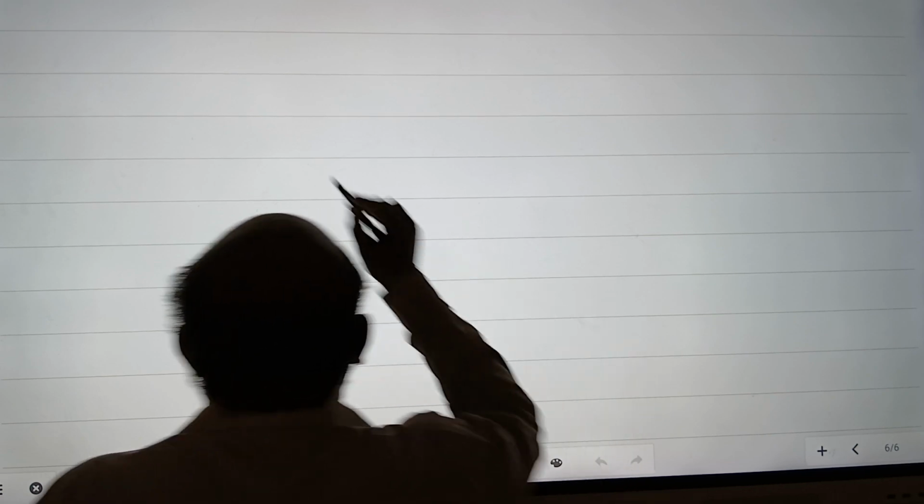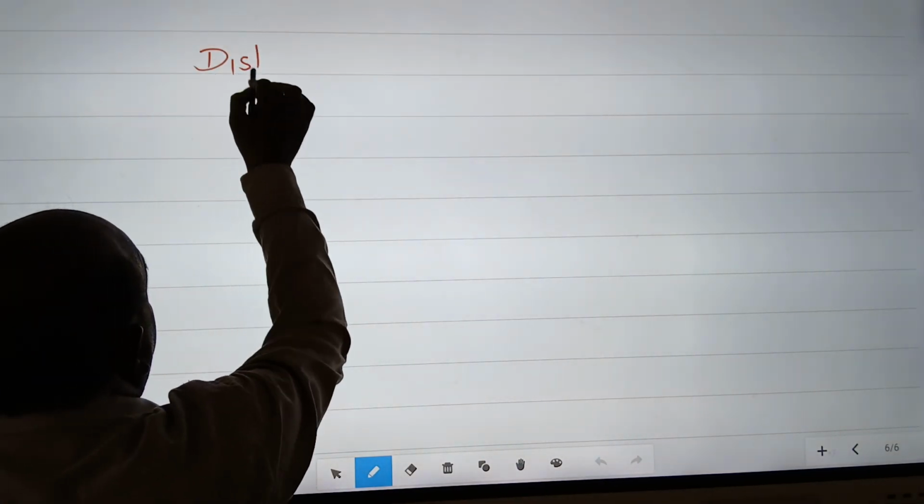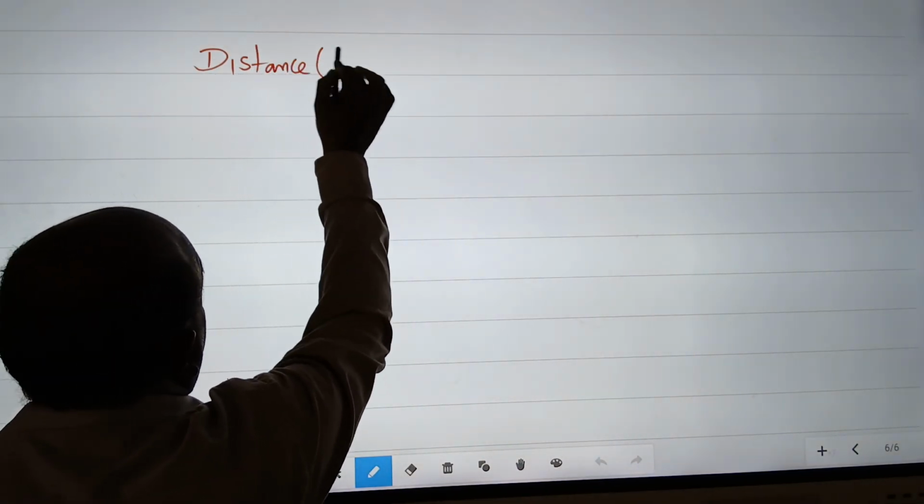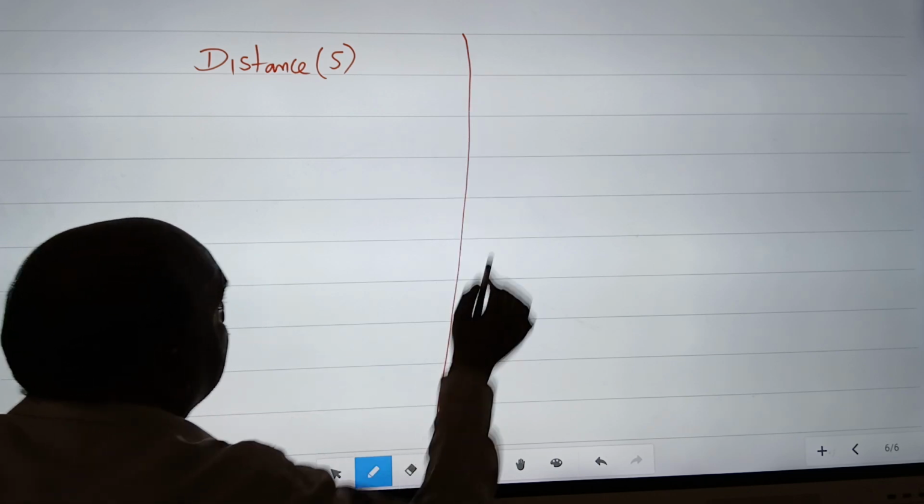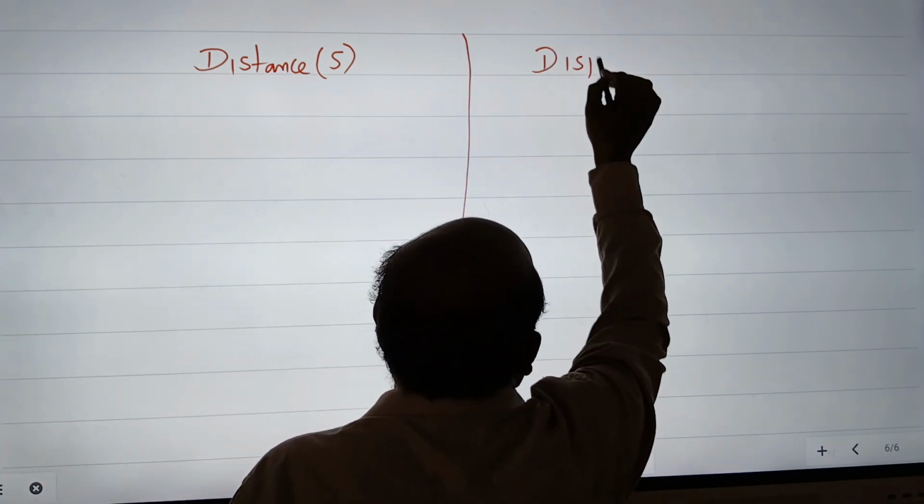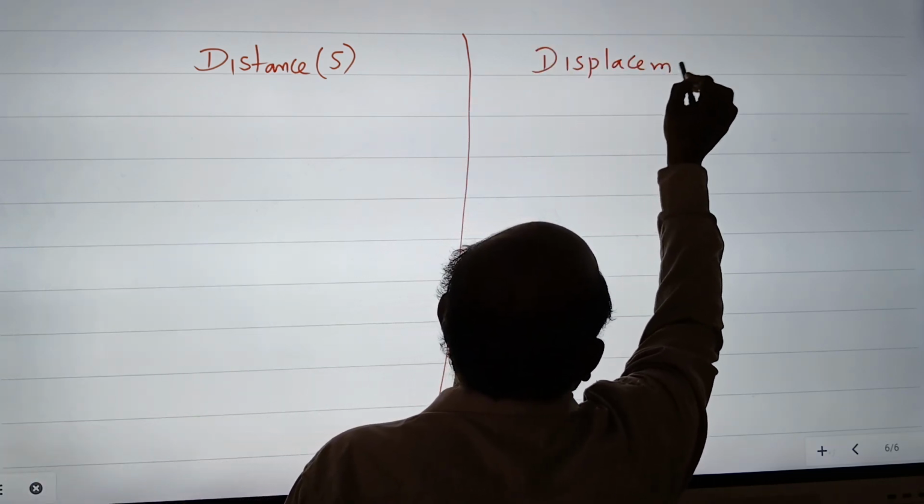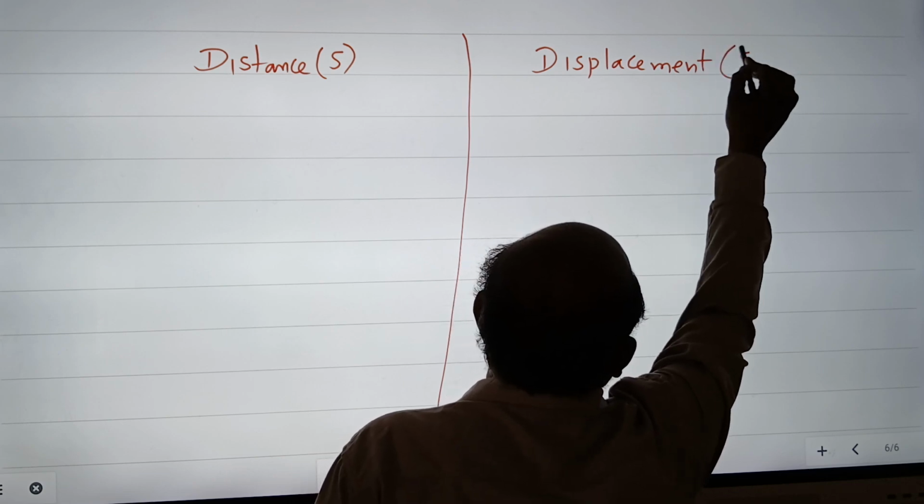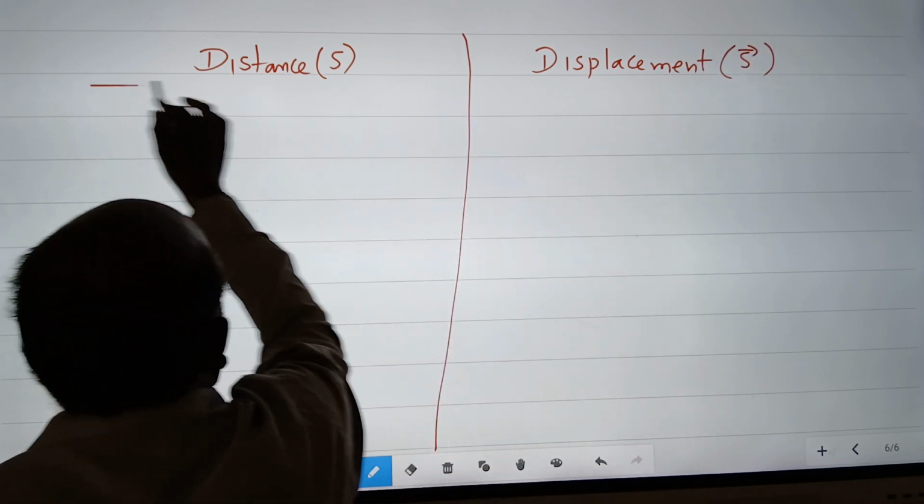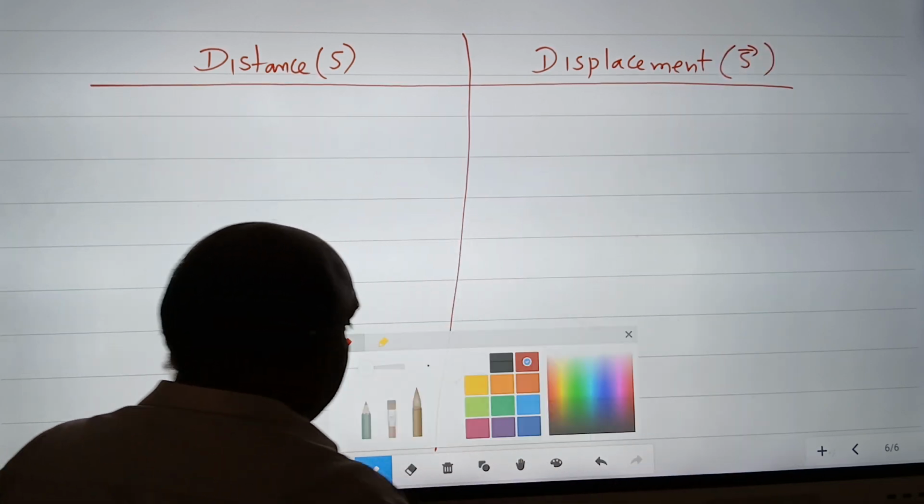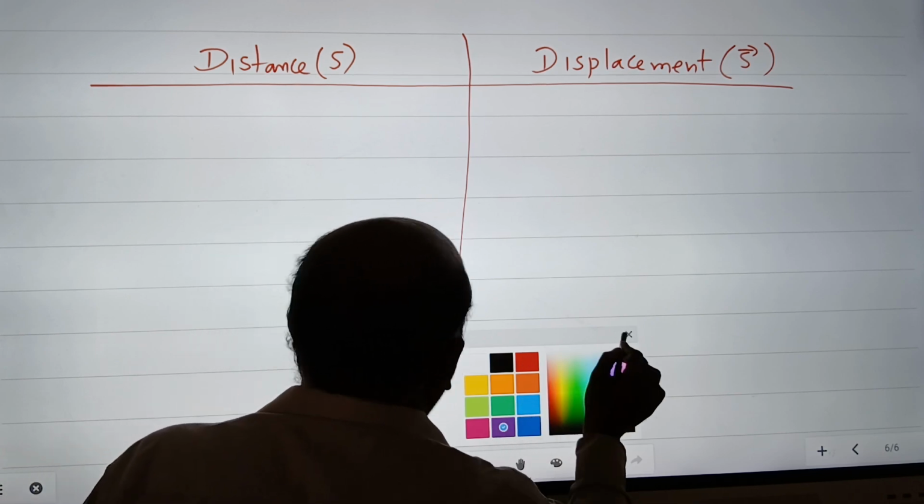What is meant by distance and displacement? Very important. Distance, in bracket s. Displacement, s bar. One by one we will see in a detailed manner what is meant by distance.